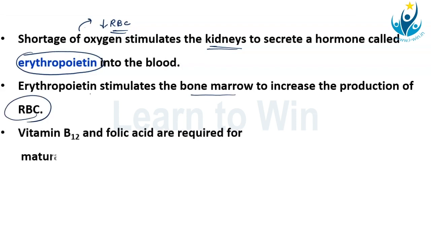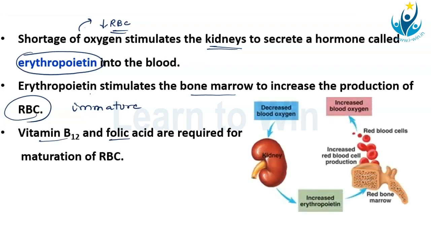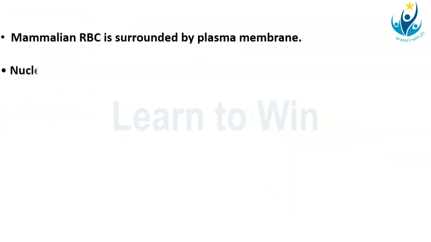Okay, then production is one concept. The RBCs which are produced are immature RBCs. Then with the help of vitamin B12 and folic acid, they mature into mature RBCs. Okay, and once the mature RBCs are there, they are released into the blood system where they pick up oxygen and increase the blood oxygen levels.